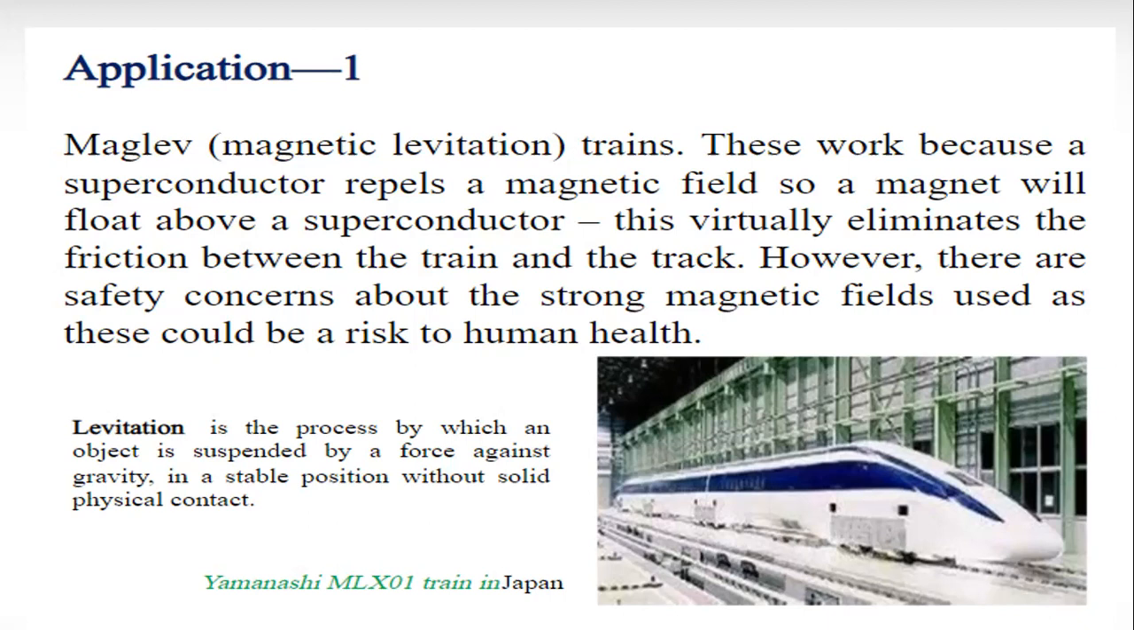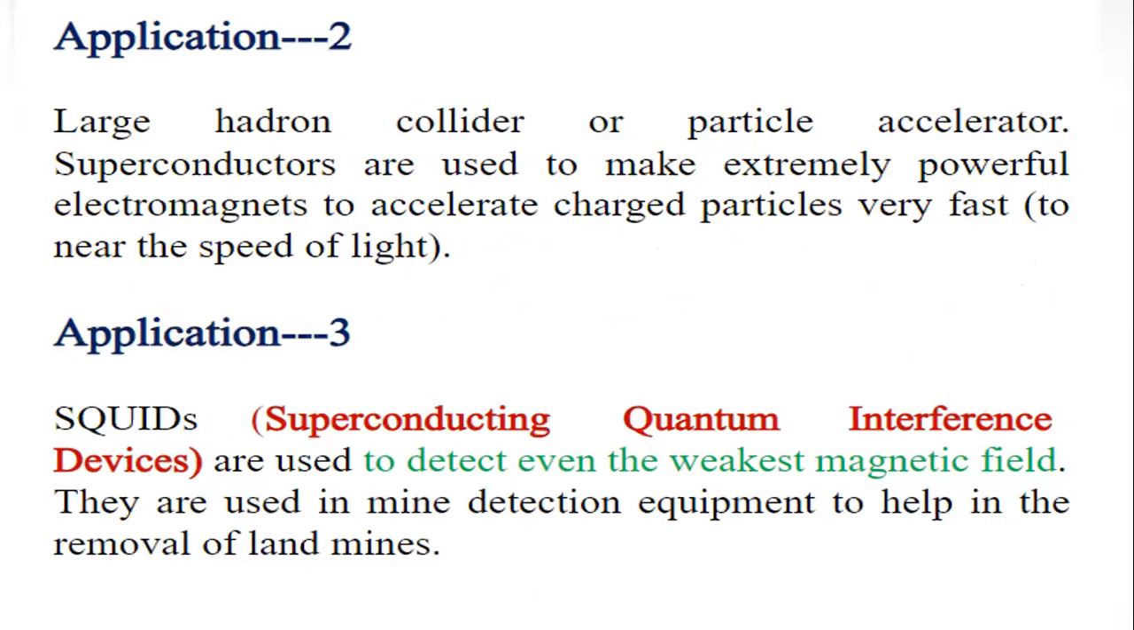train will be there. So what is actually the meaning of levitation? It is a process by which an object is suspended by a force against gravity with very high powerful magnets, in a stable position without any physical contact. So very high magnetic materials have been placed such that the train will float in the air cushion.